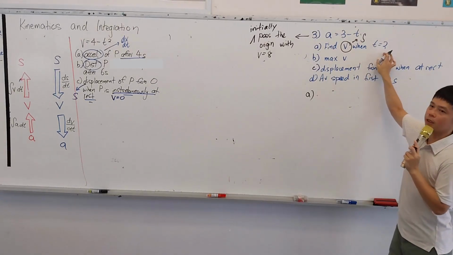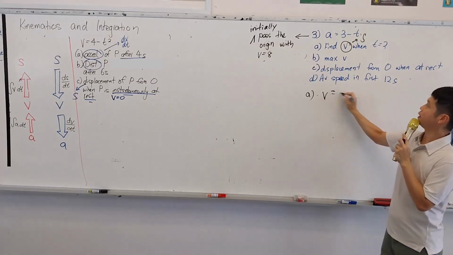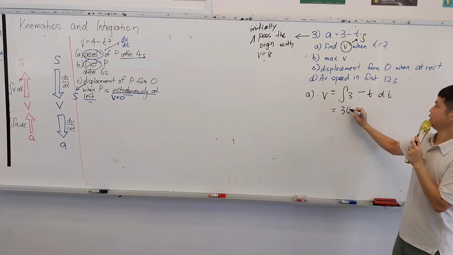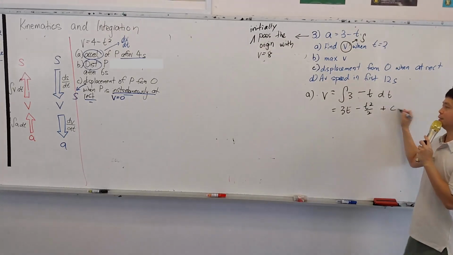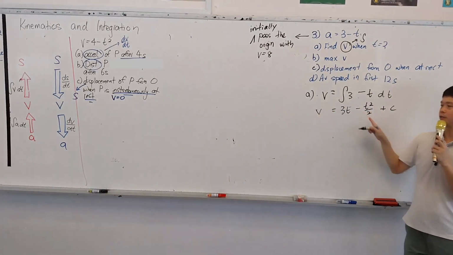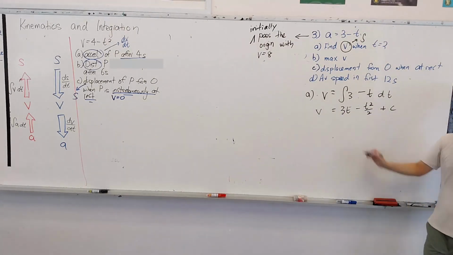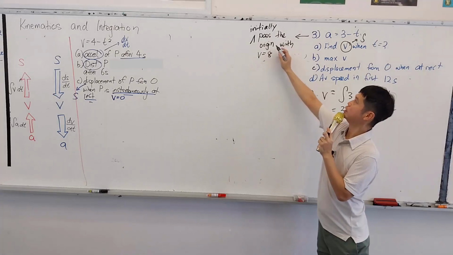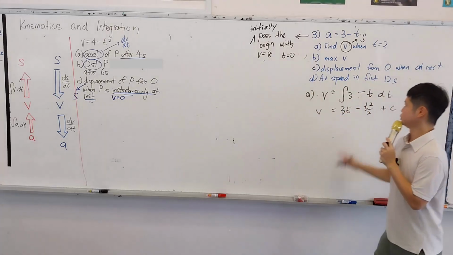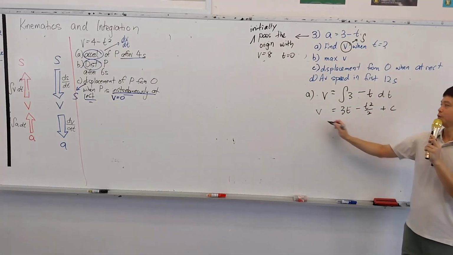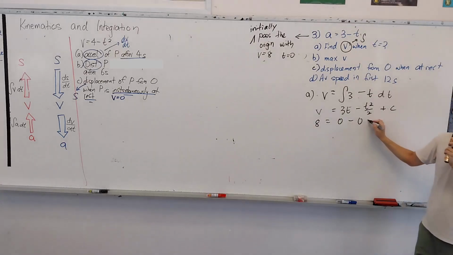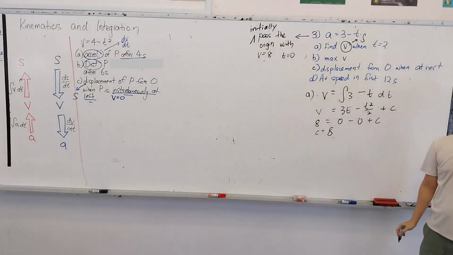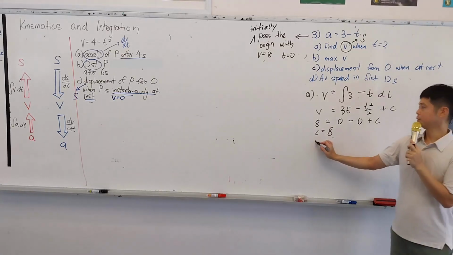Okay, I need to find v when t equals 2, so I need to find v by integrating the acceleration. And I'll get 3t minus t squared over 2 plus c. So I need a v and a t in order to find the c. They tell you that initially it passed the origin with v equals 8. Initially means time is 0. So when time is 0, v is 8, c is 8. So that's how we find the C1. And we have this.